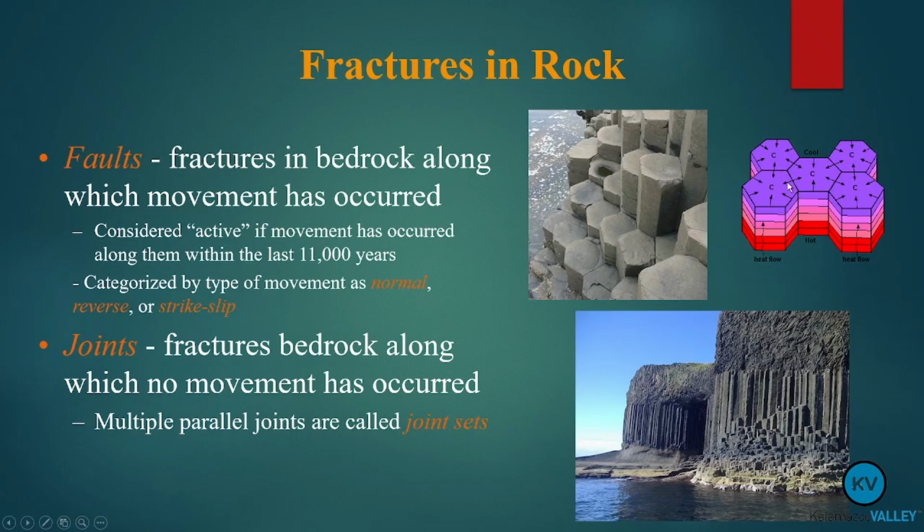And this results in the formation of these hexagonal blocks or prisms that extend downward for whatever depth or thickness of that lava flow. So we get these really interesting looking structures in a few different places around the world.